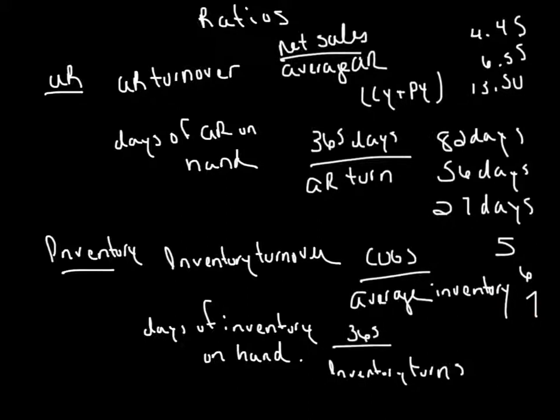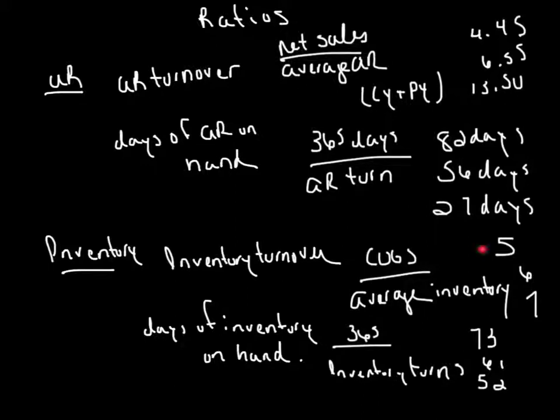And then when you plug that into the days on hand equation, you'd have 73 days, if you do it for 5, 61 days for 6, and 52 days for 7. So what this is telling you is inventory sitting on your shelf for 73 days on average, 61 days on average, 52 days on average.